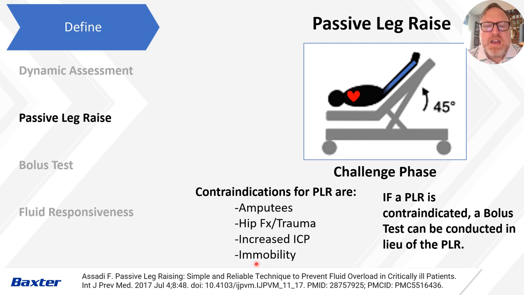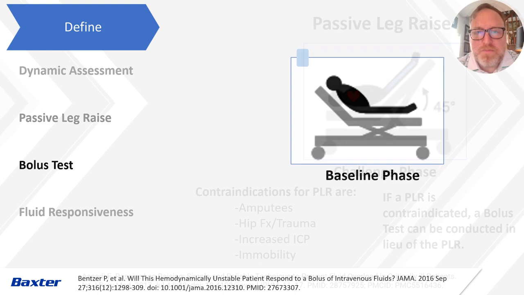And immobility. I just put this as a general phrase, immobility, but really pay attention to your doctor's orders. Some patients have sheaths or non-movement orders where we can't actually position our patient. So we need to be really, really cognizant of our doctor's orders and make sure we're doing the right maneuver for our patients. Now, if we cannot do a PLR, as discussed before, we can do a bolus test in lieu of the PLR. So if the PLR cannot be done, then we just don't do it, and we do the bolus test instead, right? Let's go forward and talk about what the bolus test looks like.